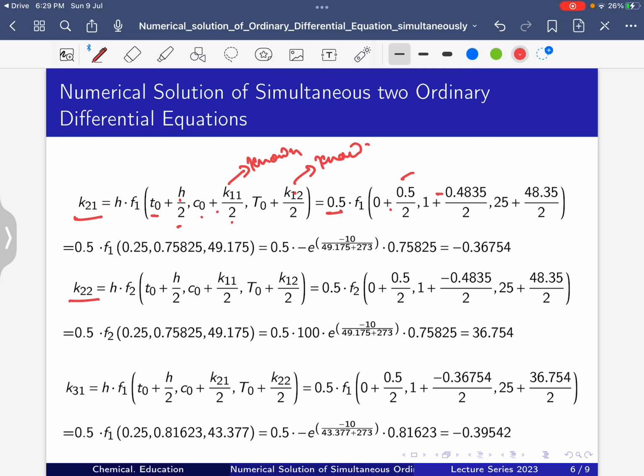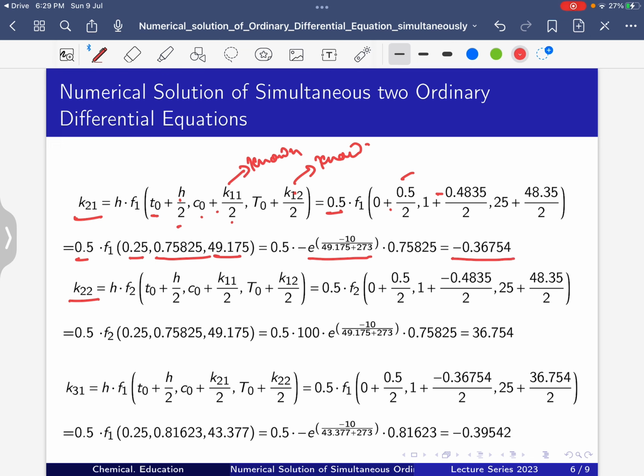After doing all this calculation, h is 0.5, f1, so that is 0.25, then 1 minus 0.4835 something, divided by 2, we get 0.75825, then 25 plus 48.35 by 2, so that will be this. After getting all this, we plug into equation 1, and that will be minus 0.36754.